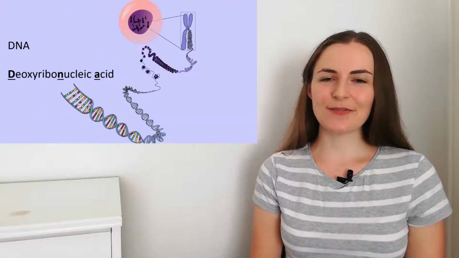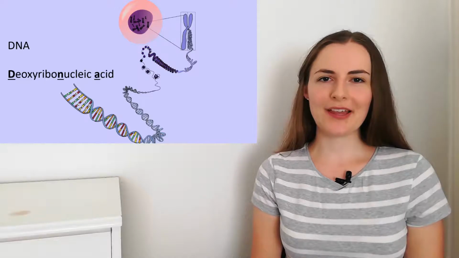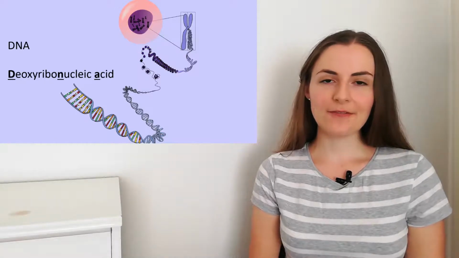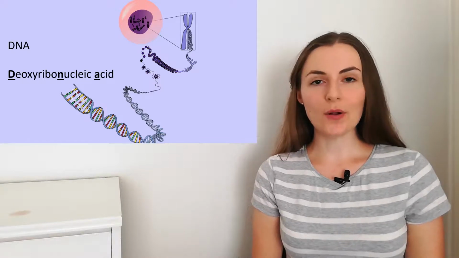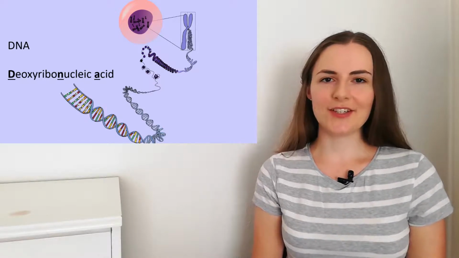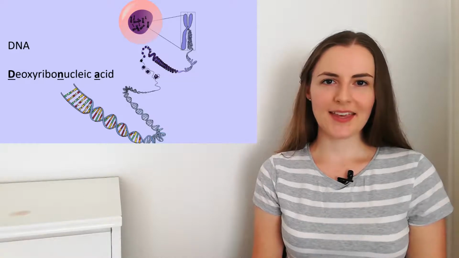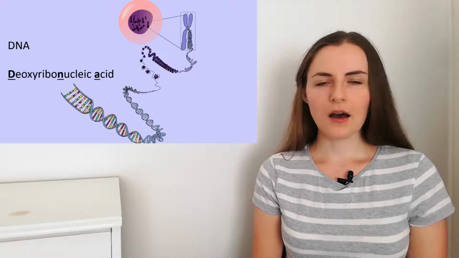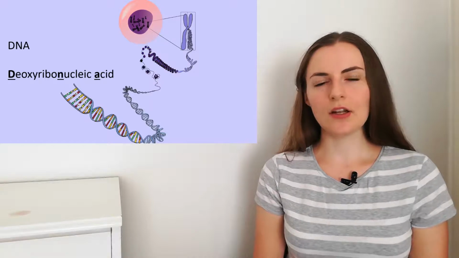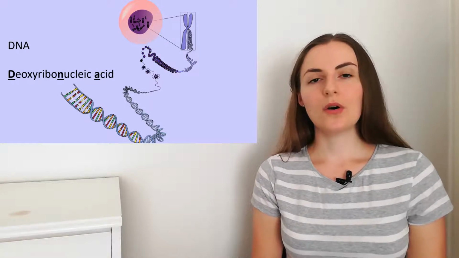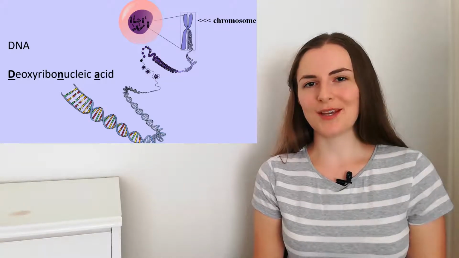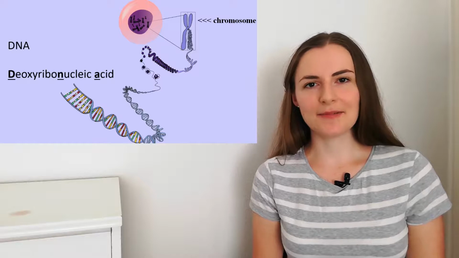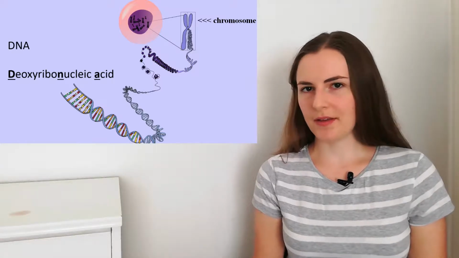DNA stands for deoxyribonucleic acid. It's found in the nuclei of our cells and it holds all the genetic information that's needed to make a full organism. Our DNA exists in long pieces called chromosomes. There are 46 of these chromosomes in each human cell. DNA is a polymer, which means it must be made out of monomers.